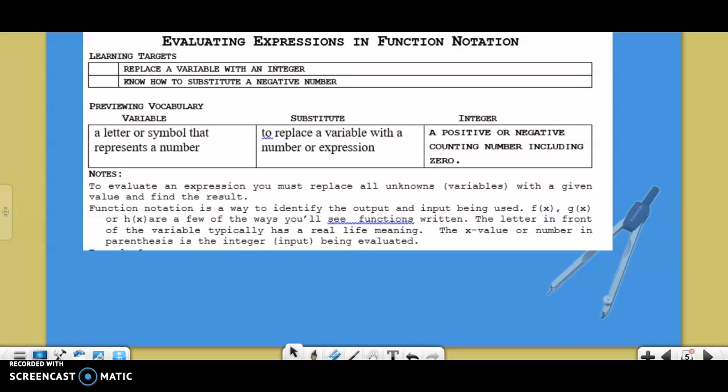Function notation is a way to identify the output and the input being used. Boring things like f of x and g of x and h of x are a few ways you'll see the functions, but the letter in front of the variable typically has real-life meaning, and I'll provide you with that real-life meaning with the first couple examples. X, or the number in parentheses, is the integer, the input that is being evaluated, whereas the other value is its output.